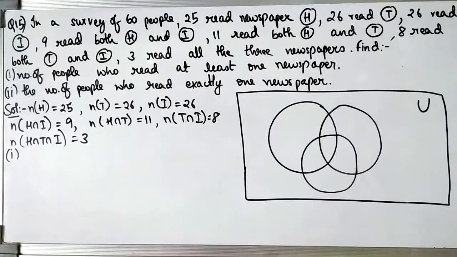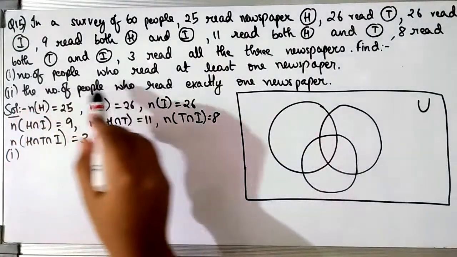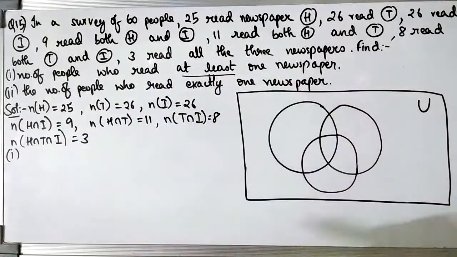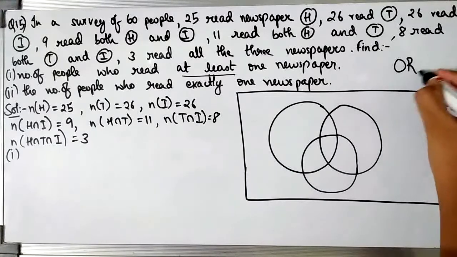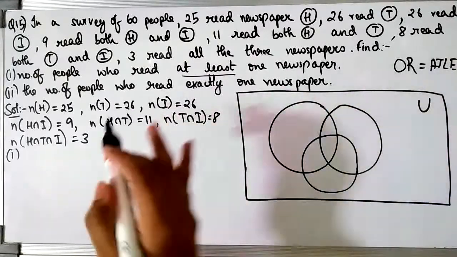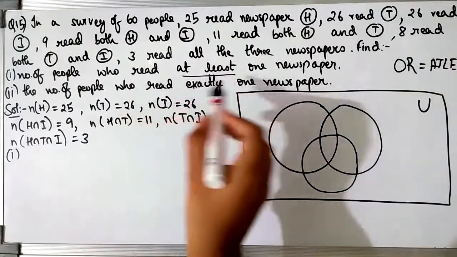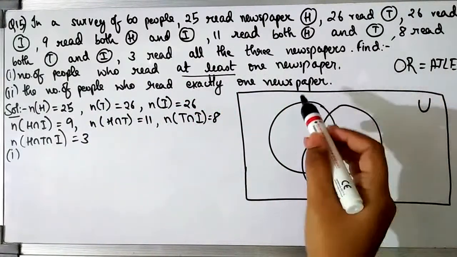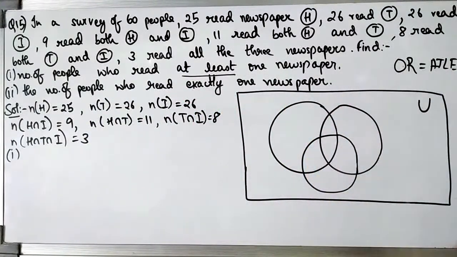Now if you see in the first question, they have asked us to find the number of people who read at least one newspaper. Now wherever you see this word at least, it means you need to find the union. Whenever in the question they give you the word at least, it means you need to find the union. So basically here you need to find the number of people who read at least one of the newspapers. That is, you need to find the number of elements of your union.